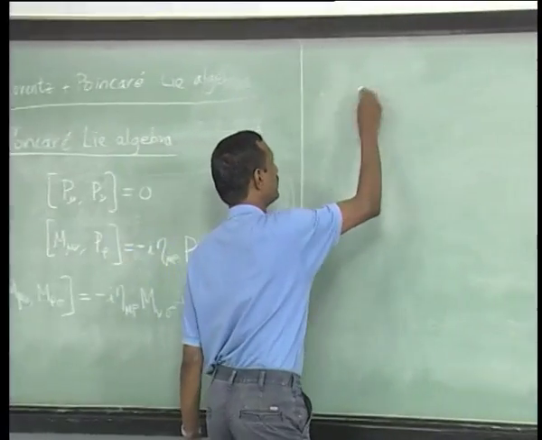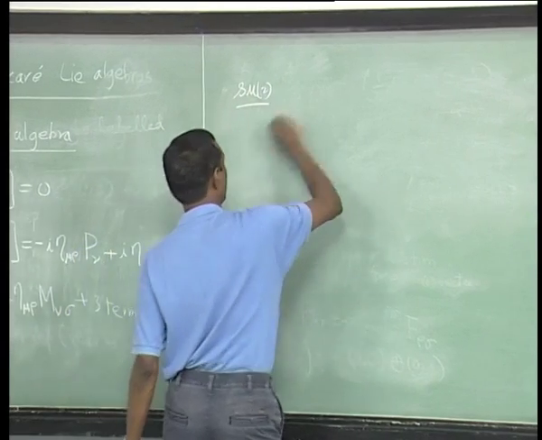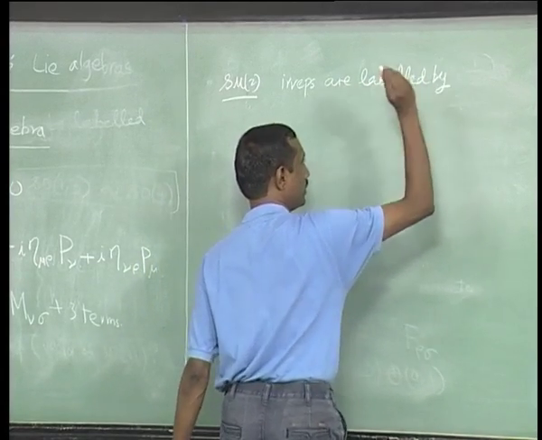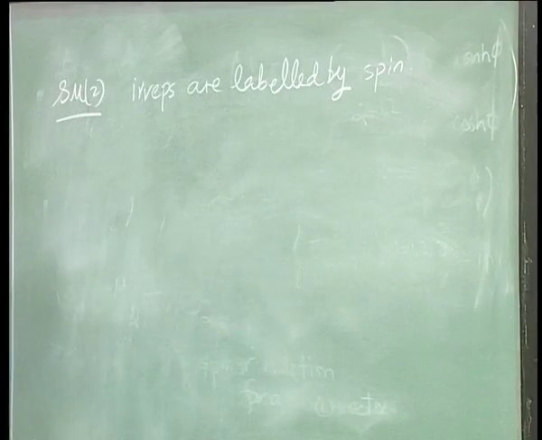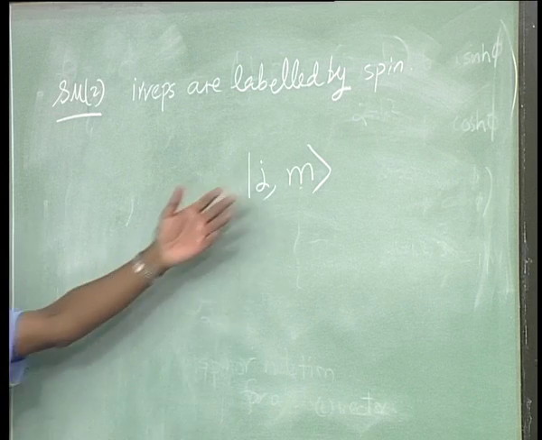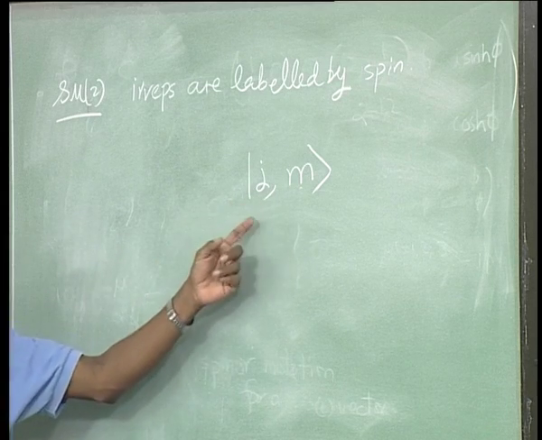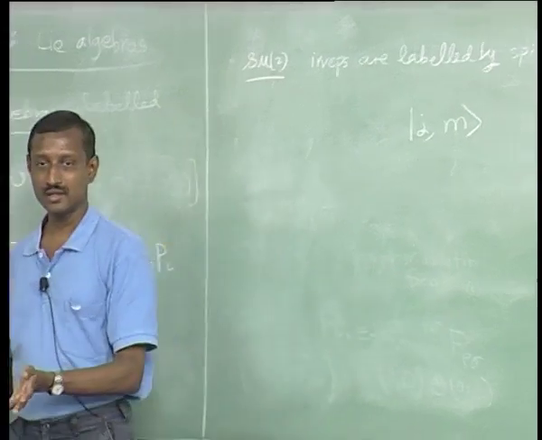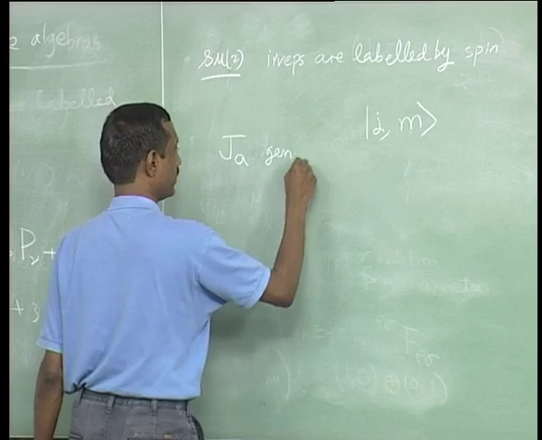Before that, let us go back to SU2 and ask. I made the statement for SU2 that irreps are labeled by spin. So if you take a spin j multiplet, it has a whole bunch of states m running from minus j to plus j in steps of 1. Can we write some operator which will give us j irrespective of which element we pick? And that is the Casimir, the quadratic Casimir. So let us say the T^A's, or J^A, generate SU2.